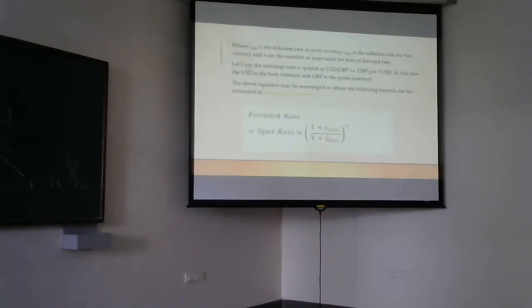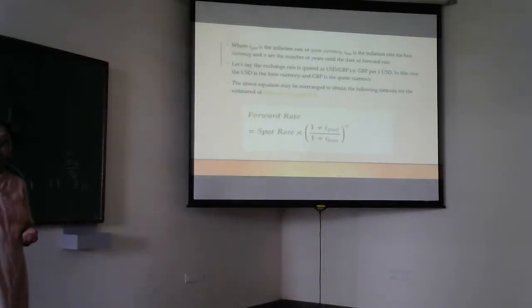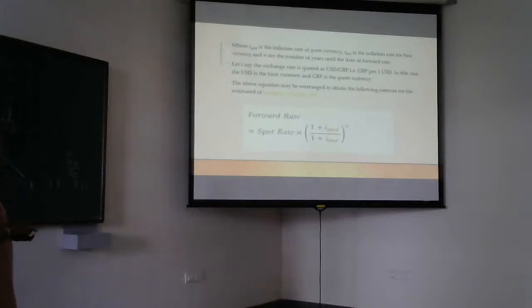So they are telling here I quote is the inflation rate of the quote currency and I base is the inflation rate for the base currency, n is the number of years until the date of the forward rate. Like if you are trying to identify 3 months forward, 1 year forward, that is going to be your n component. Now let us look at one particular example here.